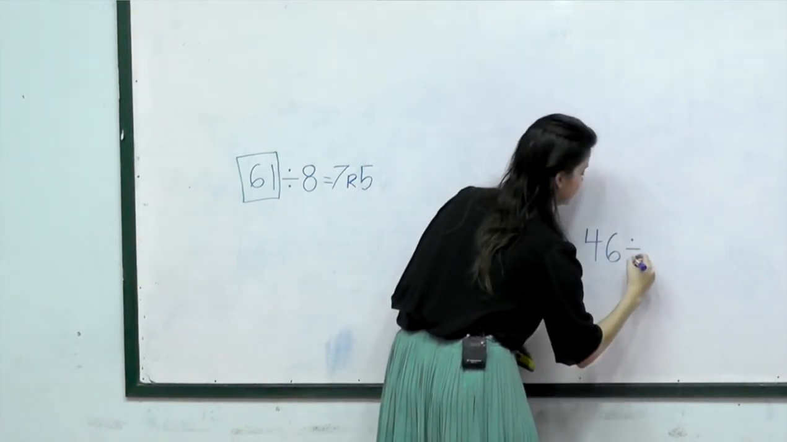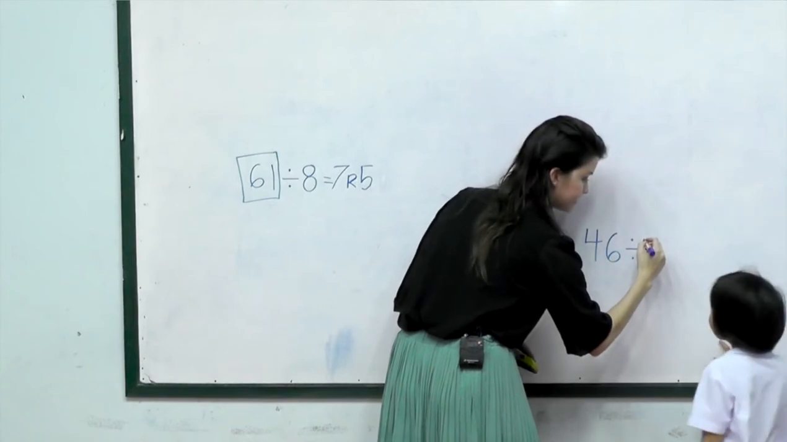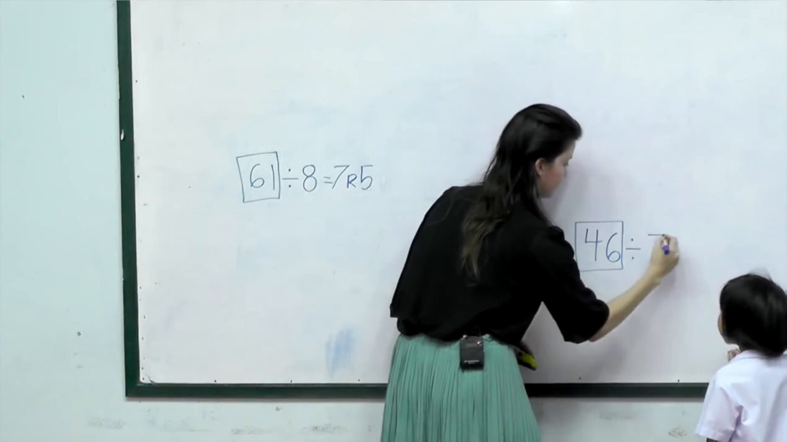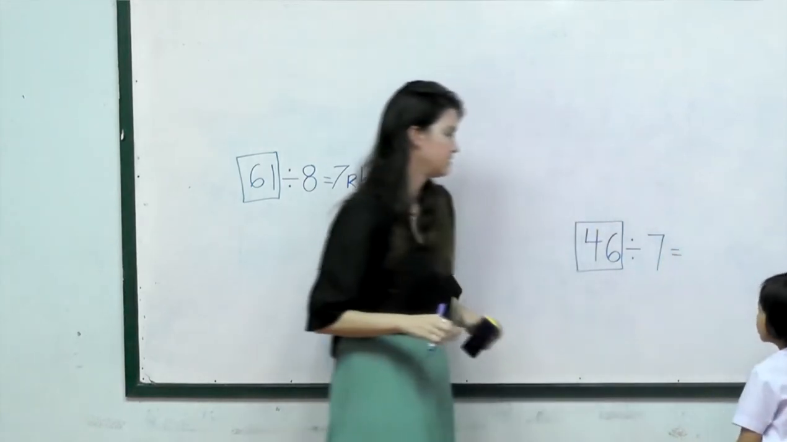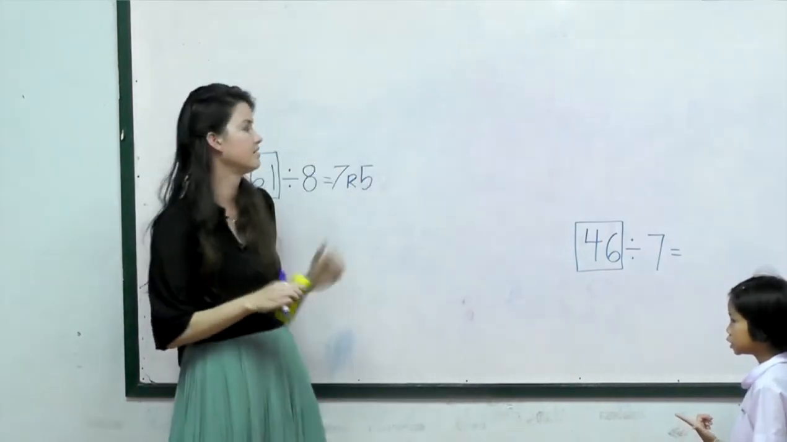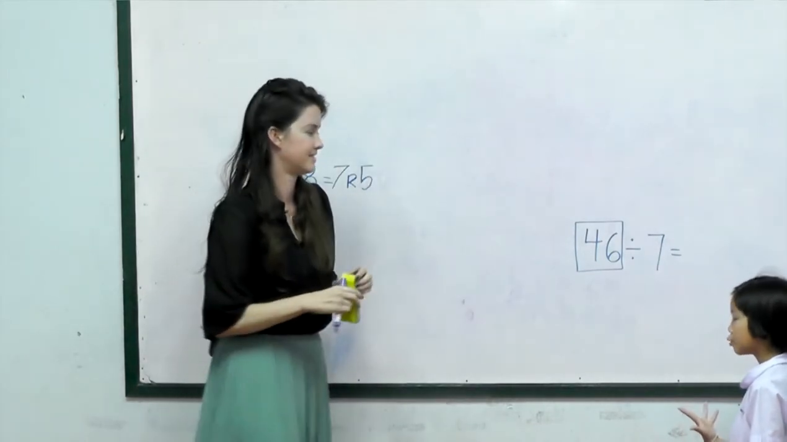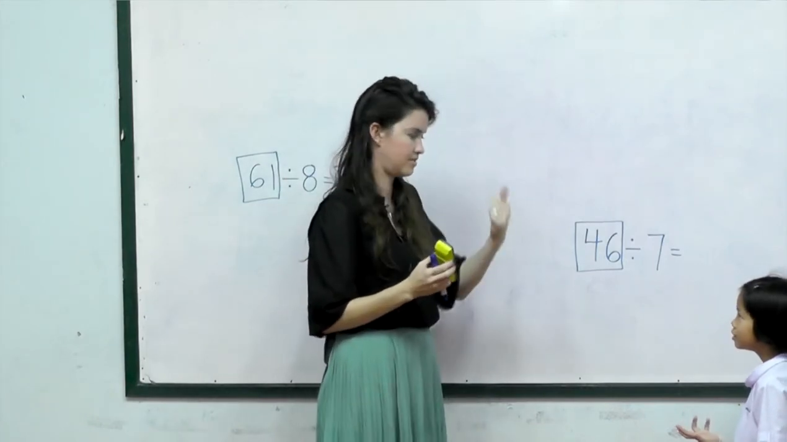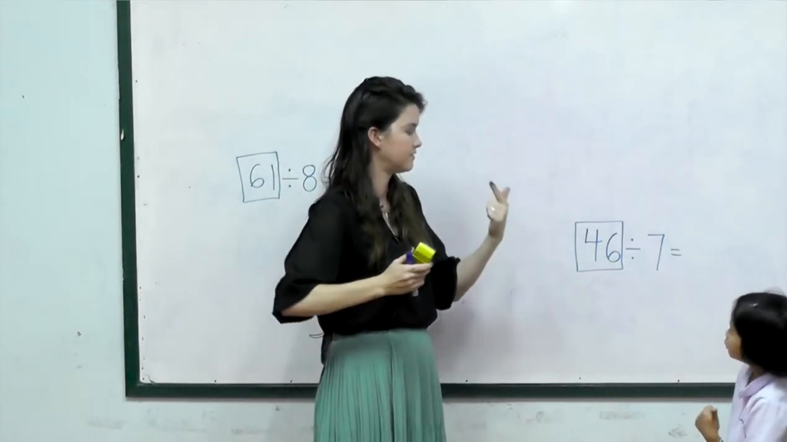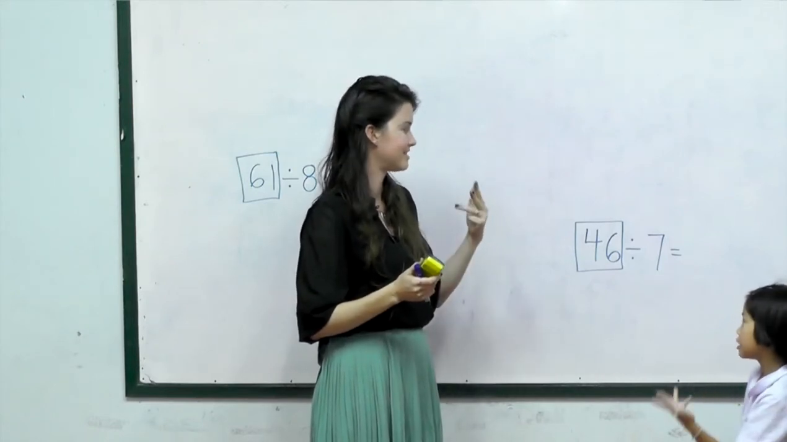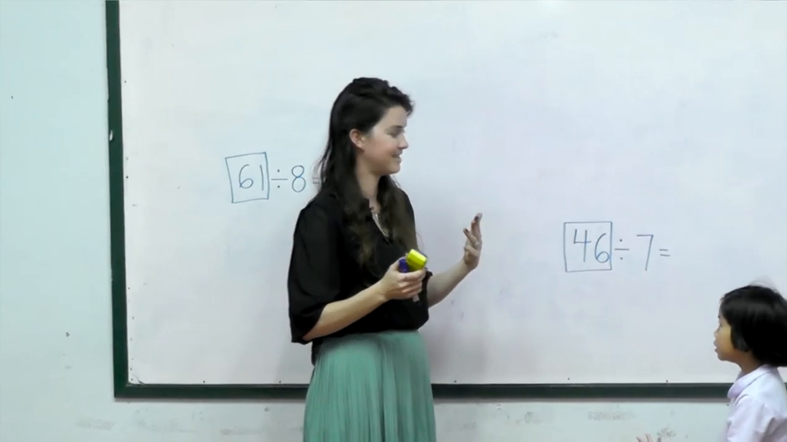46. Can you do 7s? Yeah. Count by 7s? We'll help you out if not, okay? So we're going to go as close to 46 as we can, but not too high. Can you count together? Let's do it. 7, 14, 21. Very nice. 28. Good.